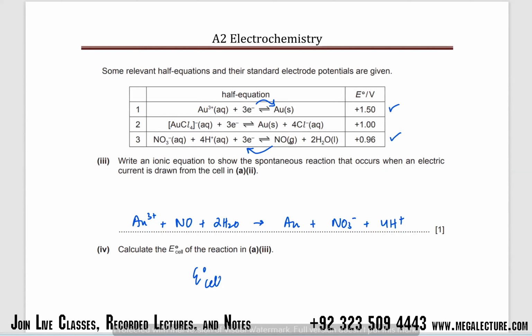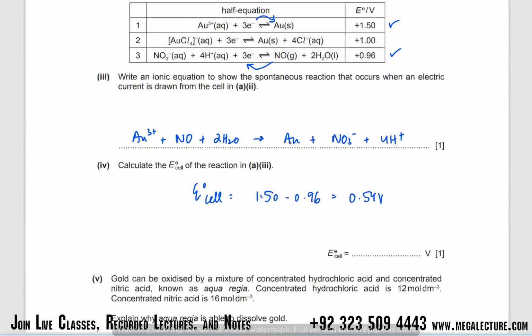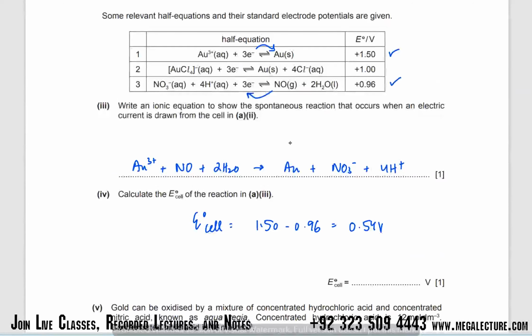That's reduction minus oxidation. So 1.5 minus 0.96. So that gives you 0.54. Okay, clear? Yep, it's clear. So now I'm going to rub this off.